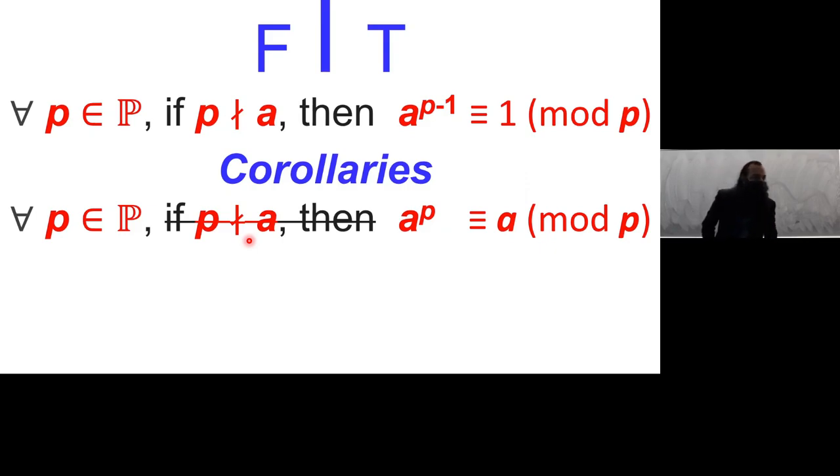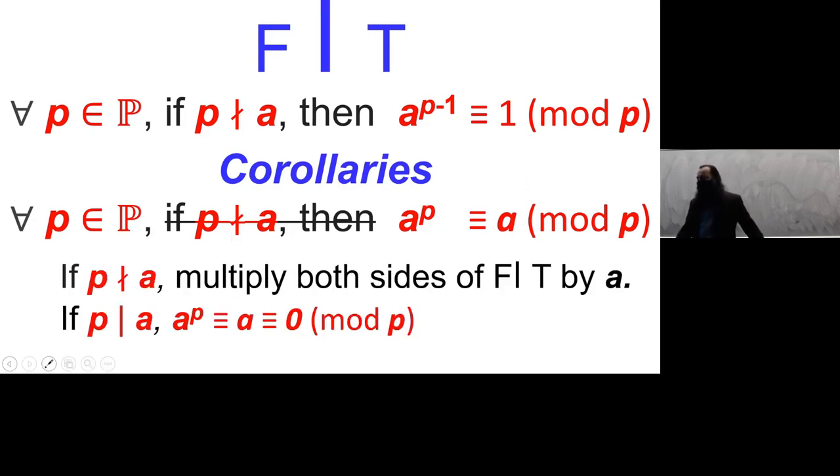Philip. Maybe because we're not looking for specific congruency of 1 anymore, so it could be any other congruency, so then it's A. That might be related, but there's a more precise way of communicating the reason why we don't need to worry about whether or not P divides A. Grayson. Well, if P did divide A, then it would just be 0. Very good. So, first of all, this is the proof of the corollary. If P doesn't divide A, then just multiply both sides of Fermat's little theorem by A. If P doesn't divide A, then you can use Fermat's little theorem.